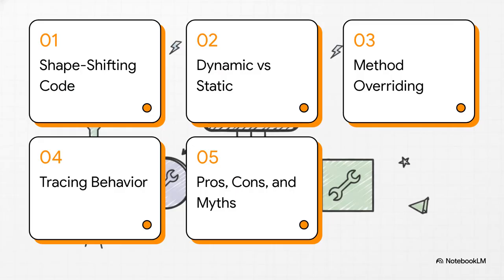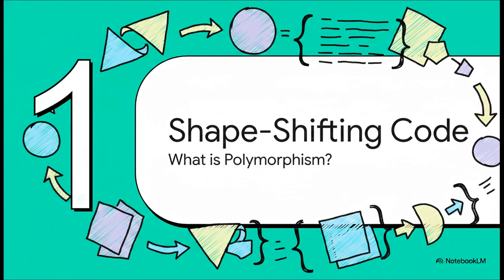Here's our roadmap for today. 1. The shape-shifting code. 2. Dynamic versus static polymorphism. 3. Method overriding in action. 4. Tracing object behavior. And finally, number 5. The pros, cons, and myths. All right, let's jump right into Section 1, the shape-shifting code.